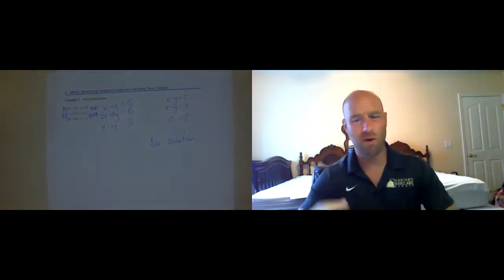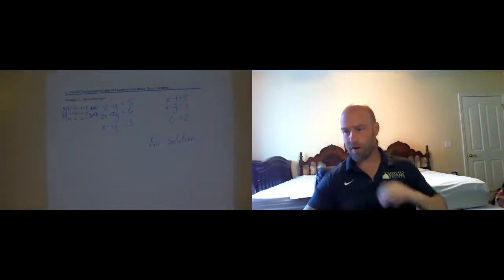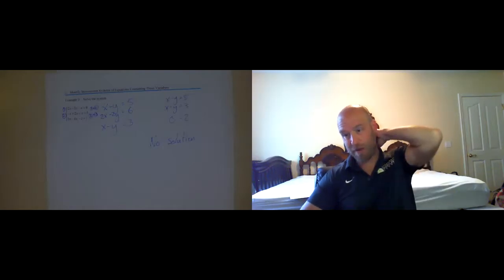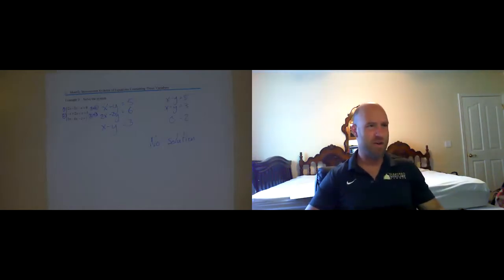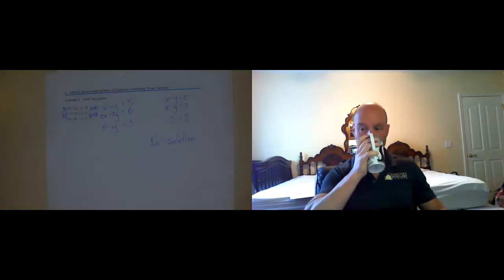Well, I had x minus y equals 5 and x minus y equals 3. They can't both work. If you don't see that, subtract them, and I'll get that 0 equals 2. I'll remind you that 0 never equals 2. This never works. There is no solution.